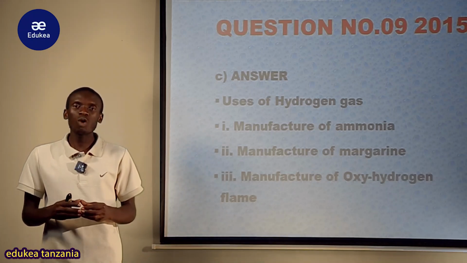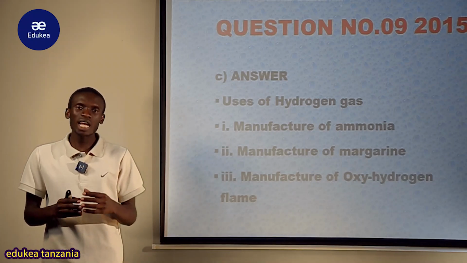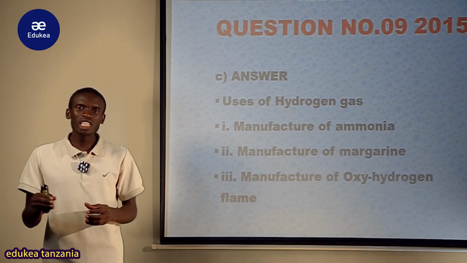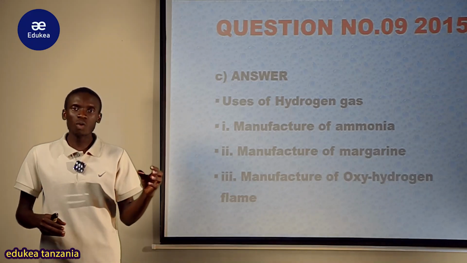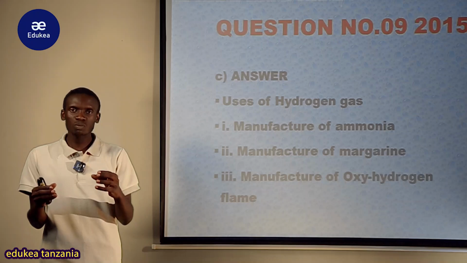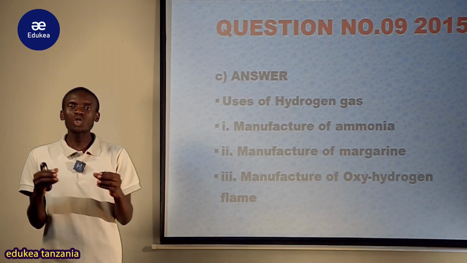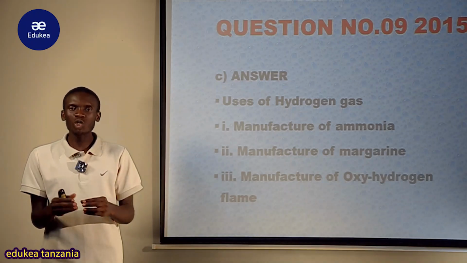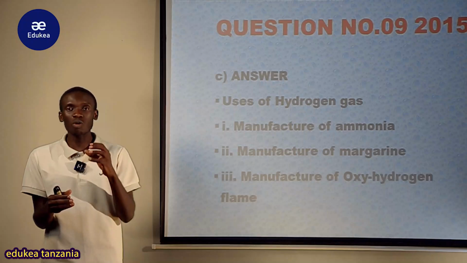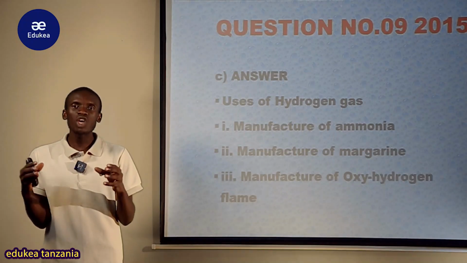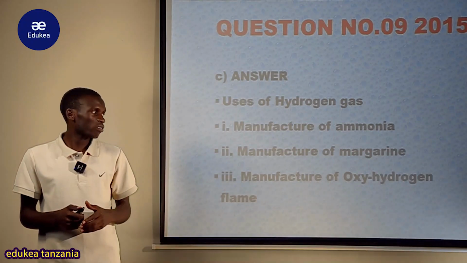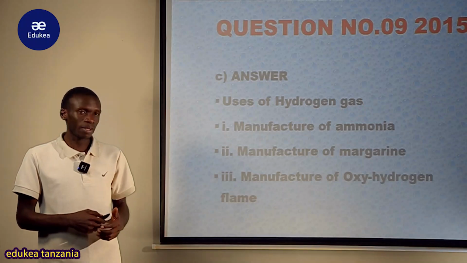This flame is a very hot flame, and it is used in welding activities because hydrogen gas burns, and oxygen when combined with hydrogen tends to produce the hottest flame because oxygen supports combustion. It does not burn but supports combustion, and it makes the flame very hot. So this is about the oxyhydrogen flame.